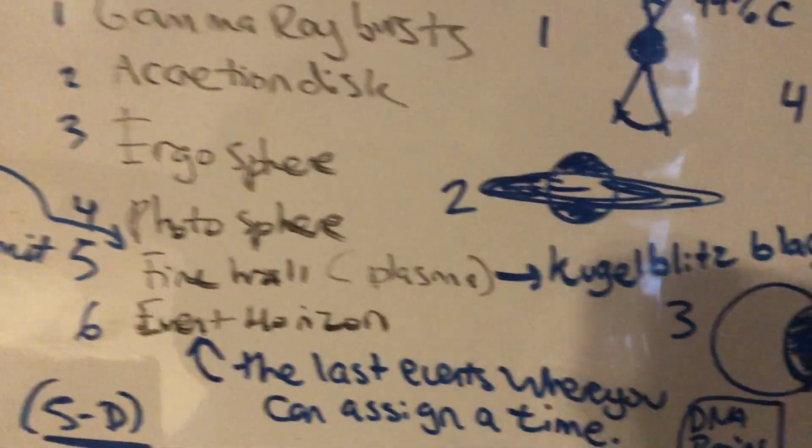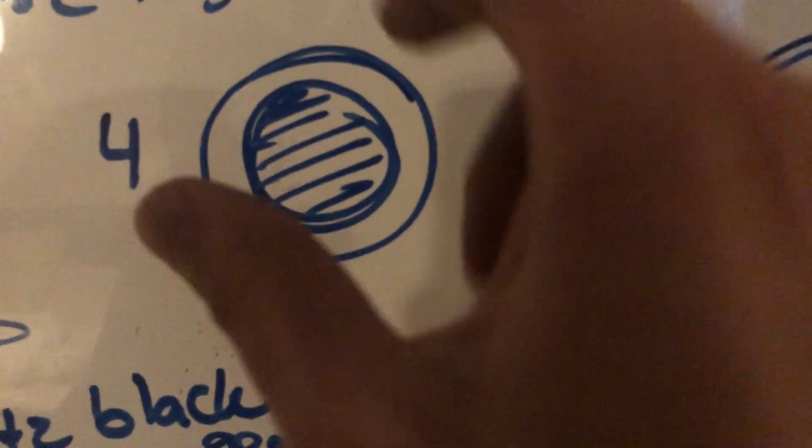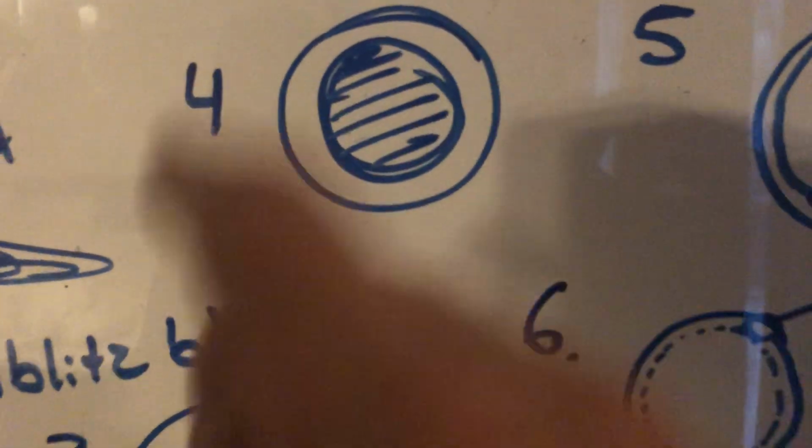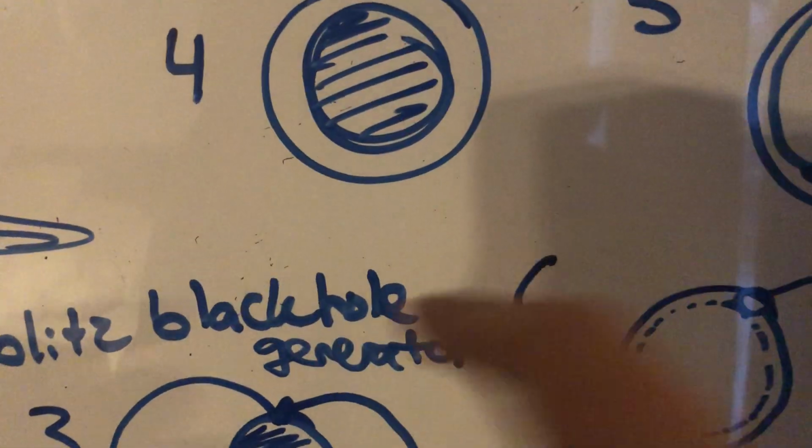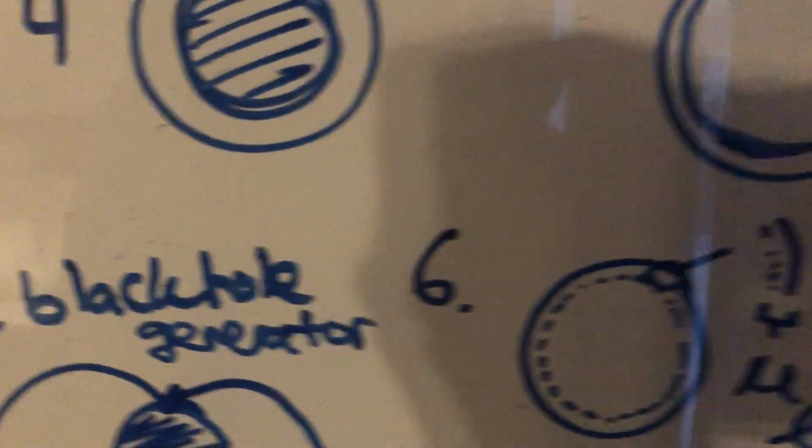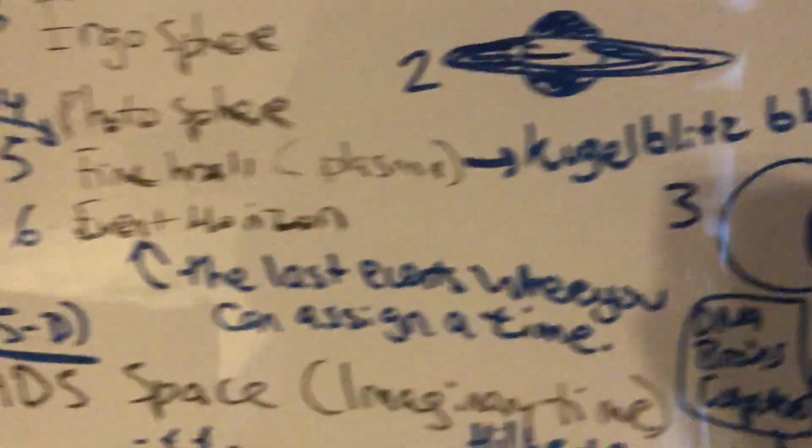Then there's the photosphere, which is the area where now you're getting really close to the black hole, where you're just going to get radiated by X-rays or gamma rays. And then there's the firewall.